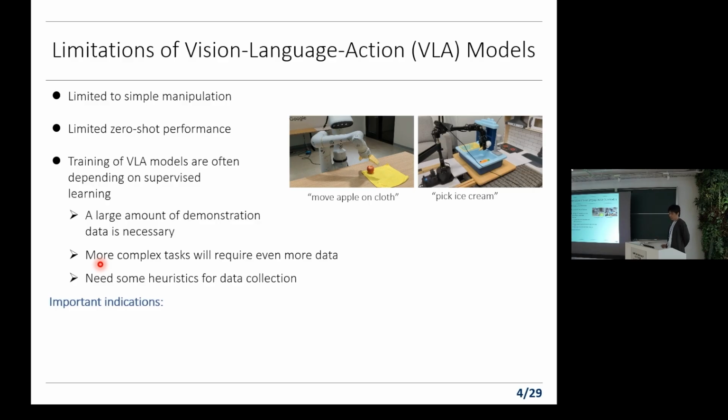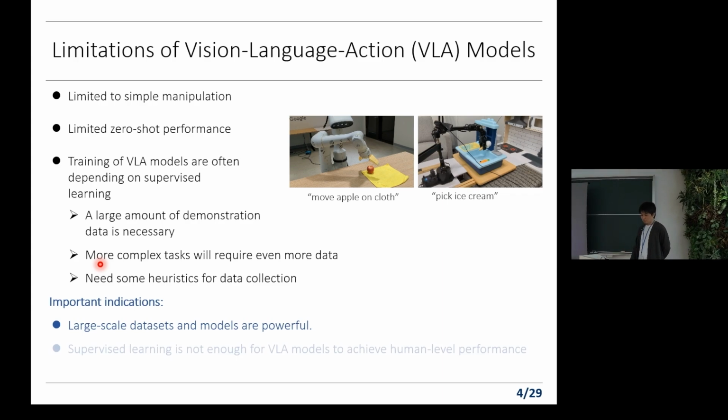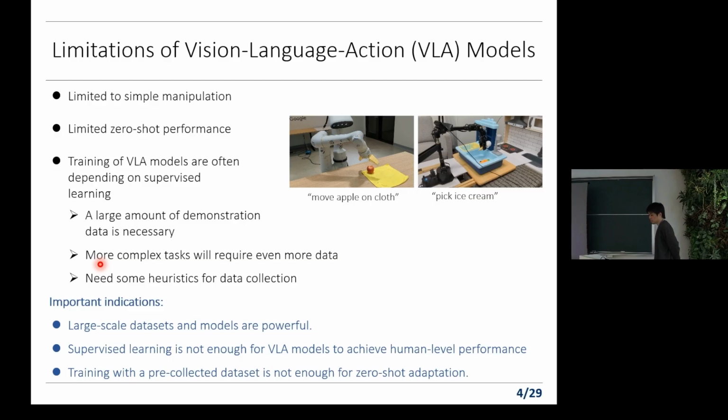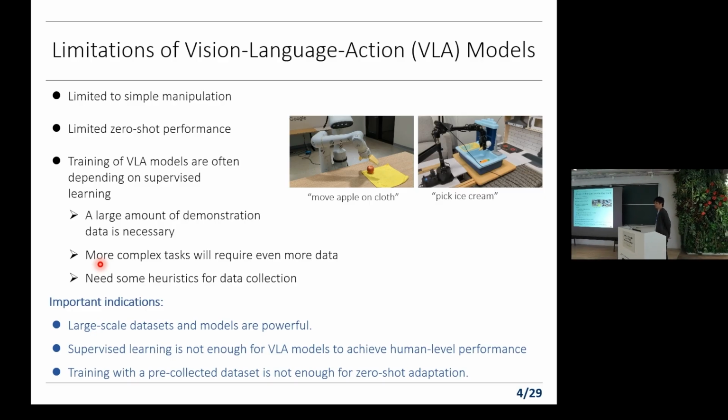So there are some important indications from previous studies. It's great that the large-scale dataset and models are powerful. But on the other hand, supervised learning is not enough for training VLM models. And we cannot achieve human level performance just with the current framework. And also, even if we collect nearly 1 million trajectories, we cannot achieve sufficient zero-shot performance. So this means that training with a pre-collected dataset is not enough for zero-shot adaptation in practice. These are the important indications from existing studies.